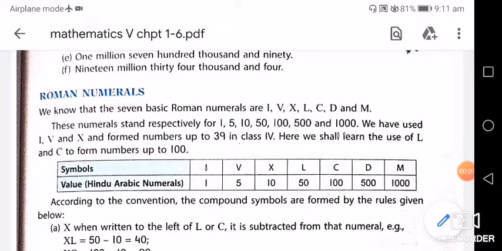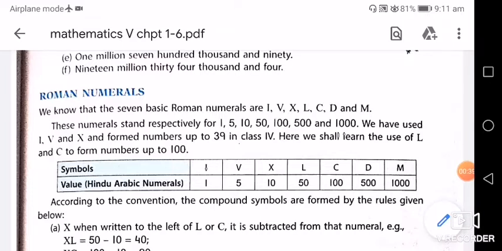As in the earlier classes, you have done Roman numerals. We know that the seven basic numerals are I, V, X, L, C, D, and M. Now these numerals stand for respective values also in Hindu Arabic numerals, which you have studied up to 39 in class 4. Right now we will do Roman numerals up to 100.